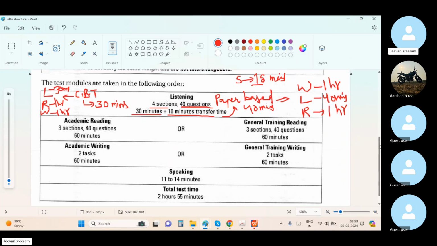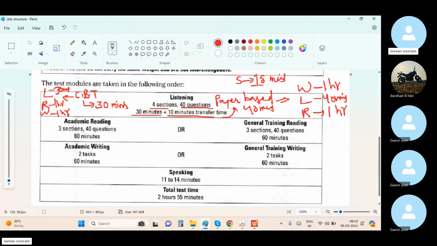Yes, sir. Yeah. Next. Academic reading contains 3 sections. Each section contains 1 passage, which means on the whole 3 passages. These 3 passages are followed by 40 questions on the whole, which means the first passage is followed by 13 questions, the second passage again 13, but the third passage, which is much more difficult than the previous 2 passages, is followed by 14 questions. And again, you should be able to finish the 3 passages by the end of the 60th minute.